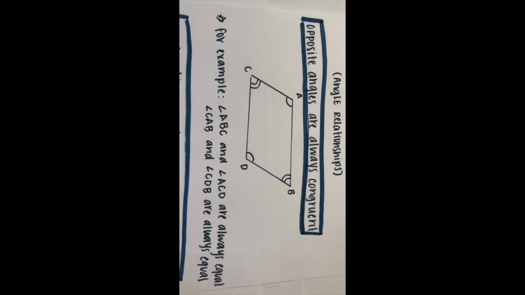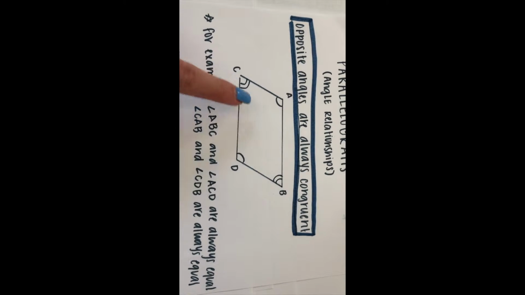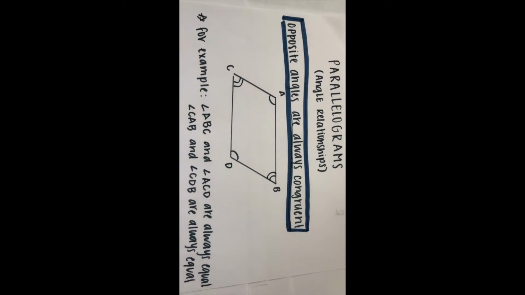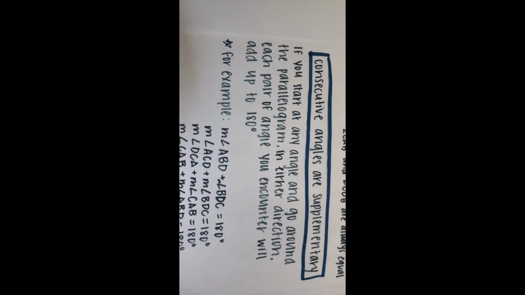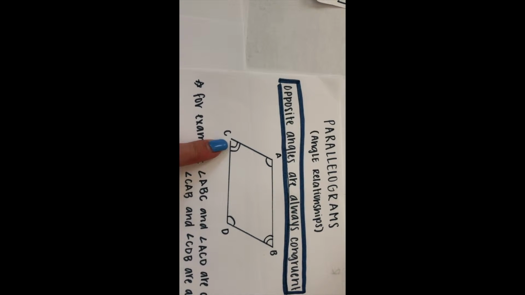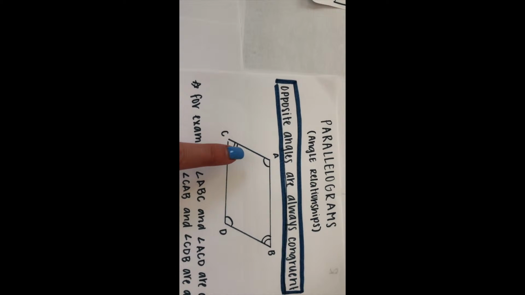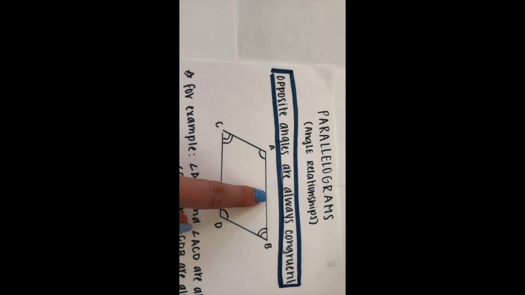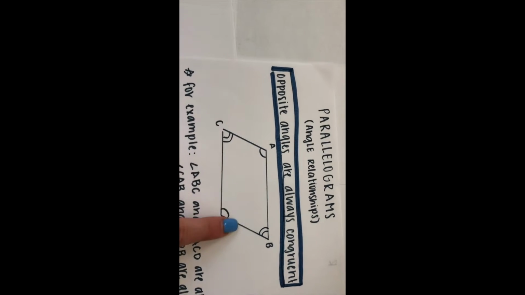You must remember that the opposite angles are always congruent within parallelograms. Angle C will always be congruent to angle B, and angle D will always be congruent to angle A. Secondly, you must always remember that the consecutive angles are supplementary within a parallelogram. For example, if you add angle D and angle C together, they will equal 180 degrees, and if you add angle C and angle A together, they will equal 180 degrees. This goes in any direction around the parallelogram.